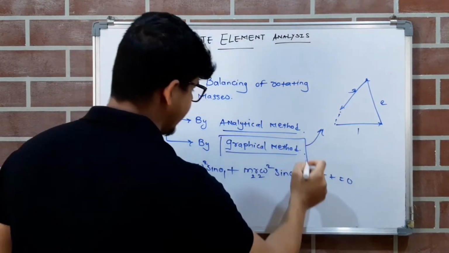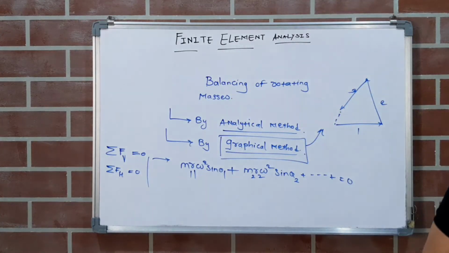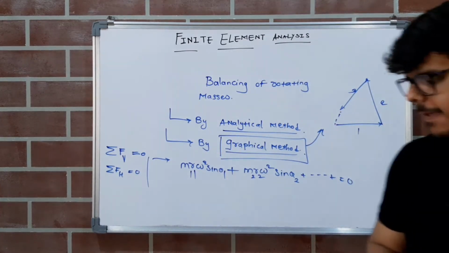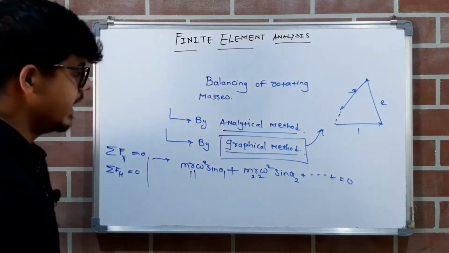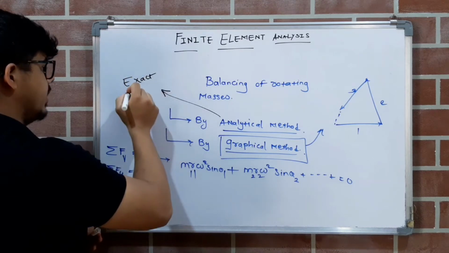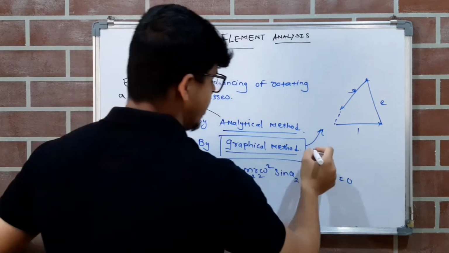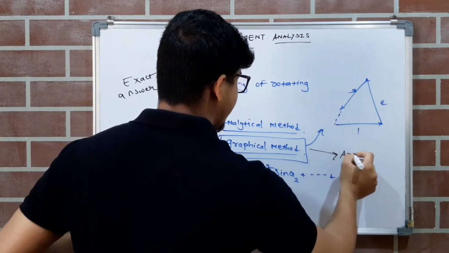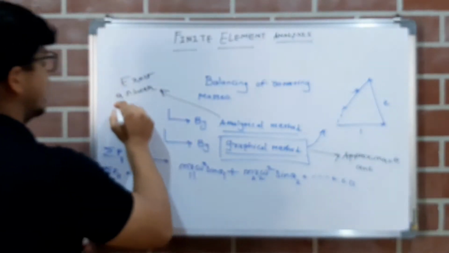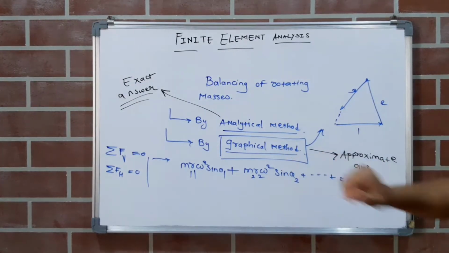Obviously the graphical method, because it is easy and we have to follow very few steps in order to get the answer. But what is the basic difference between these two methods? Just think. The difference is that in the analytical method we are getting the exact answer. But with the graphical method we are getting an approximate answer, which means nearer to the exact answer, right? And the easiest method was the graphical method.